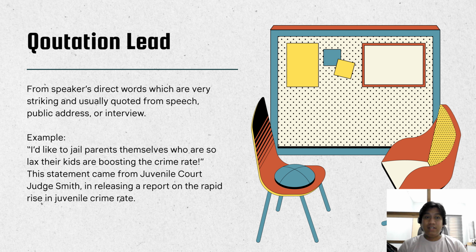Next, the quotation lead. It uses the speaker's direct words which are very striking, usually quoted from a speech, public address, or interview. Here is an example. I'd like to jail parents themselves who are so lax their kids are boosting the crime rate. This statement came from Juvenile Court Judge Smith in releasing a report on the rapid rise in juvenile crime rate.